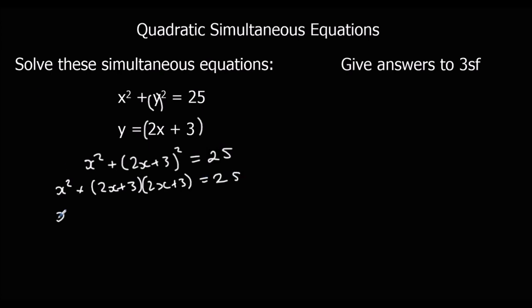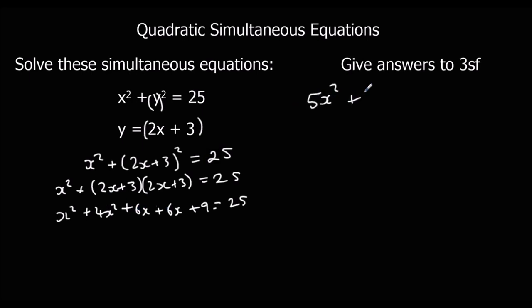So we're going to expand the bracket. It's going to give us 2x times 2x, which is 4x squared. 2x times 3 is 6x. 3 times 2x is 6x. And 3 times 3 is 9. Then we're going to collect the like terms. I'm going to go over here. 1x squared plus 4x squared is 5x squared.